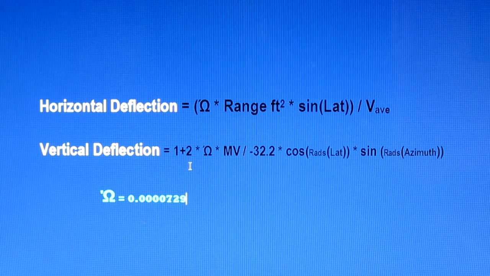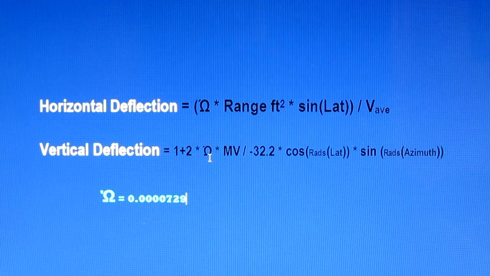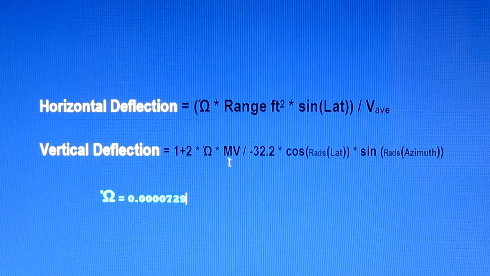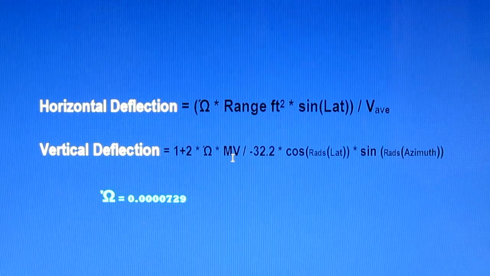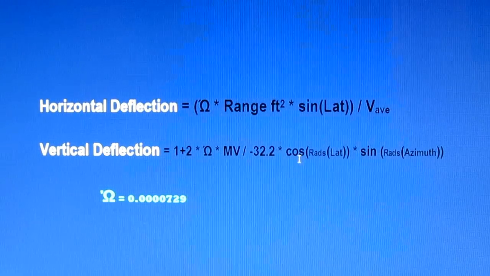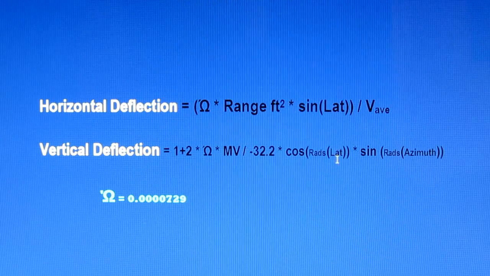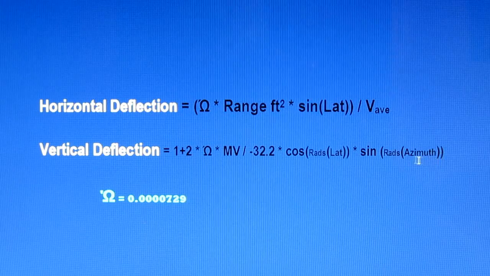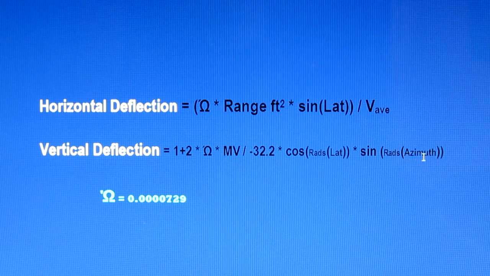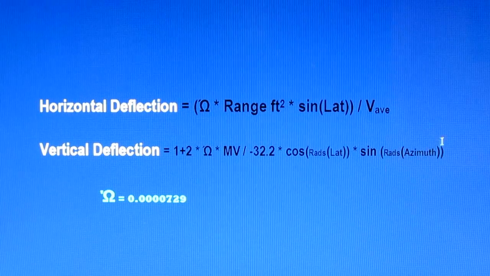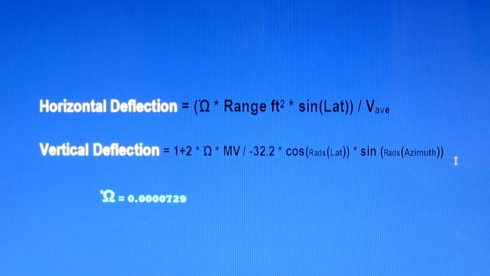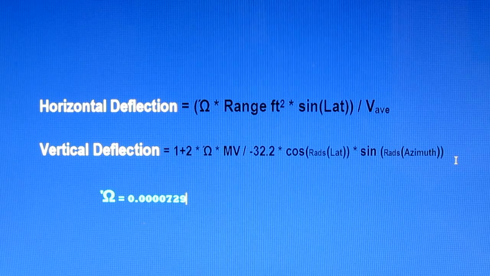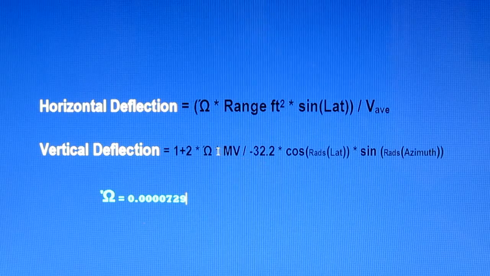There are different ways to express this mathematically. But basically what you're going to have is your omega constant, that's taking into account the rotation of the Earth. You're going to have your muzzle velocity as a factor, and then you're going to have to figure out the cosine of your latitude, and the sine of the rads of the azimuth. Azimuth is the direction you're pointing. So that's the math behind it, and that can show some of the different relationships between some of these other factors.